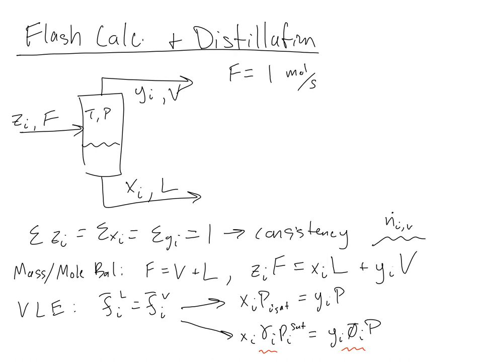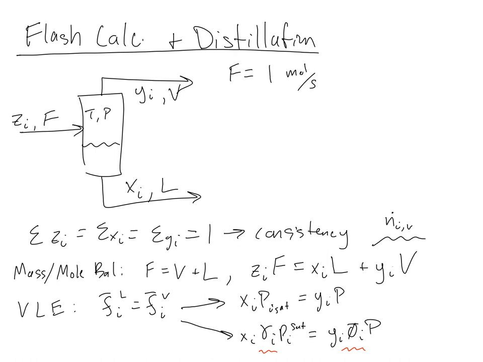So ultimately, that's it. That's a flash calculation. Just solve all of the equations. You need to solve for the mole fractions of the liquid and vapor, which is the composition of the liquid and vapor, and the liquid and vapor total flow rates. Or you could be given a composition and you have to solve for the temperature or pressure. Or maybe you know the outlet conditions, you need to solve for the inlet conditions. It's just a matter of degrees of freedom, and it's a big system of equations.